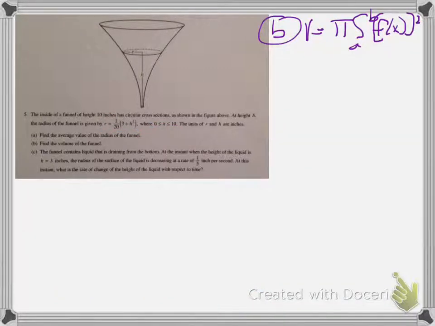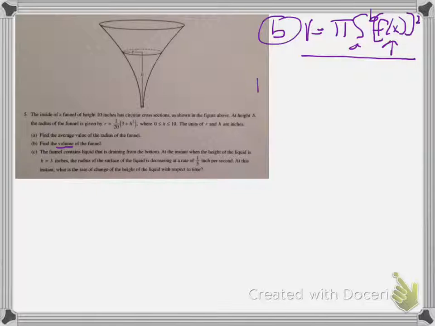Okay, now we're on to part B. Part B is just asking for the volume of the funnel. As soon as you see volume, we're looking at this formula over here, which is just pi r squared, and f of x, that's really just your r. Okay, so we're just going to plug into that.